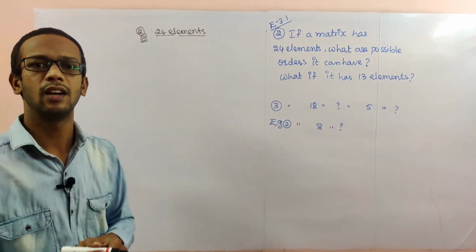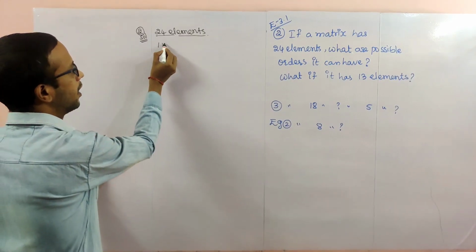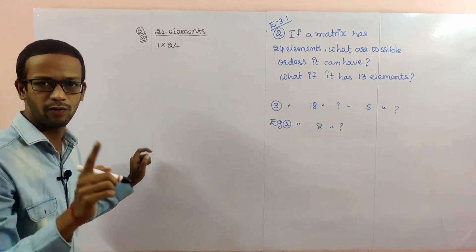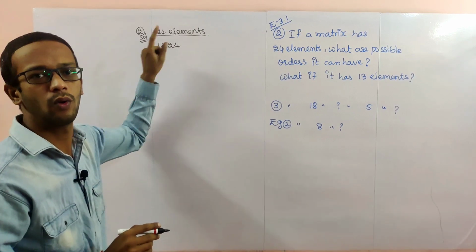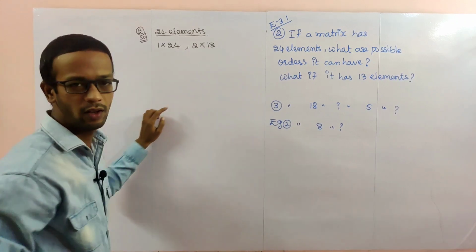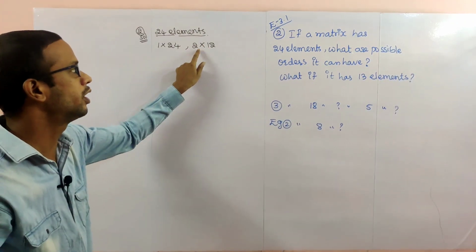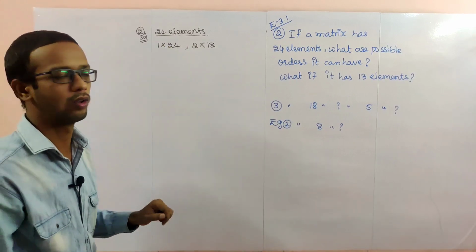24 elements are there. So what are the possible orders? Just write 1 into 24. You will get 24, right? Yes. So 24 elements. Again, the product must be 24. So 2 into 12. 2 into 12, how much will you get? 24. Same to same.